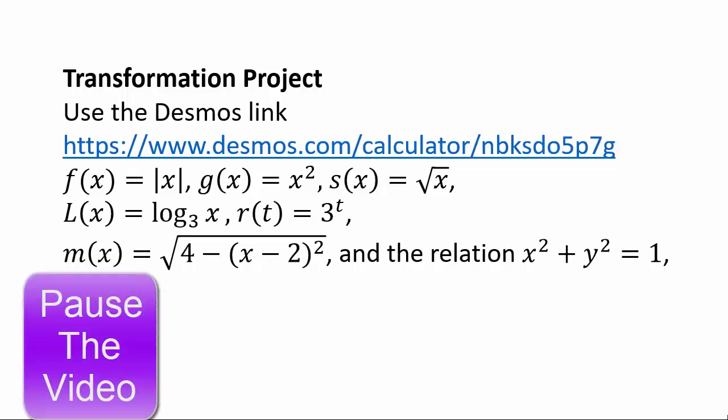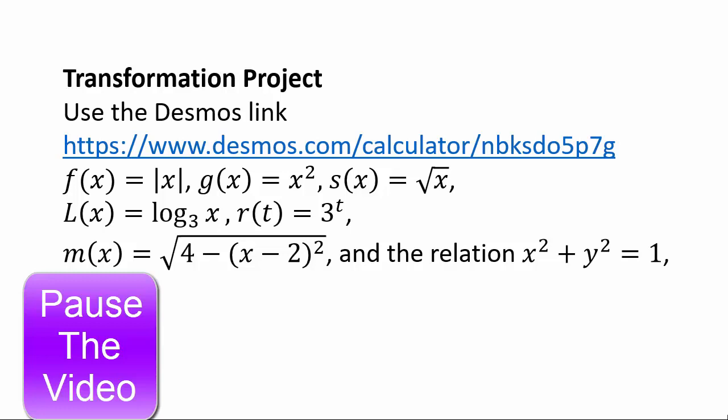Before you continue watching the video, pause the video here, go to the Desmos links that's provided to you here. It's also in your textbook. You are asked to answer particular questions. So go ahead. You probably have the transformation project with you, or go ahead and look in the textbook, but you need to complete the transformation project.